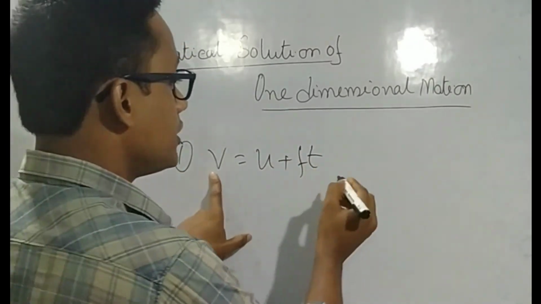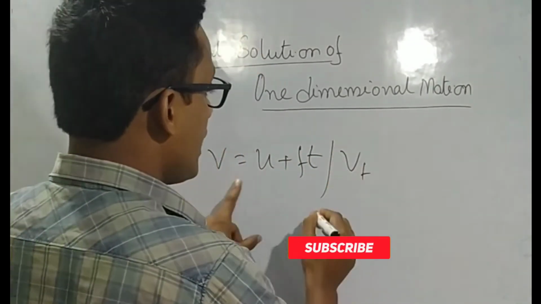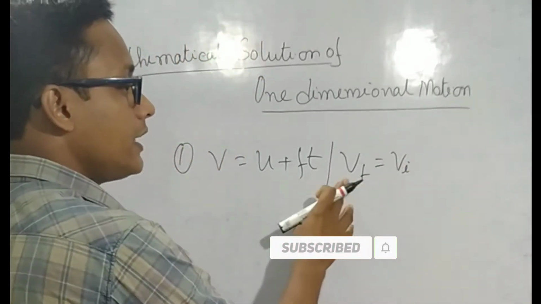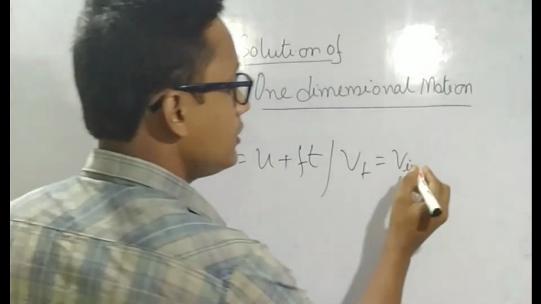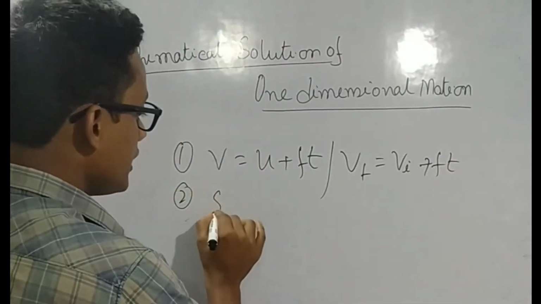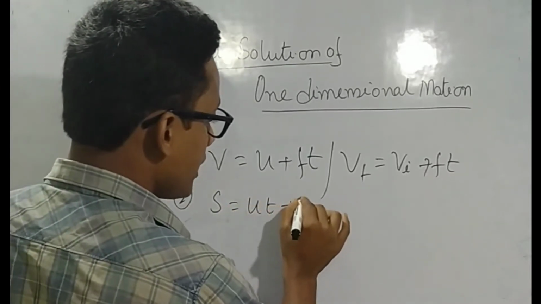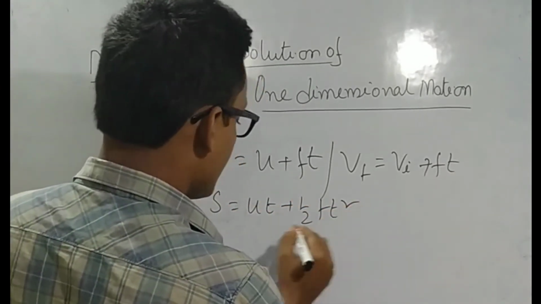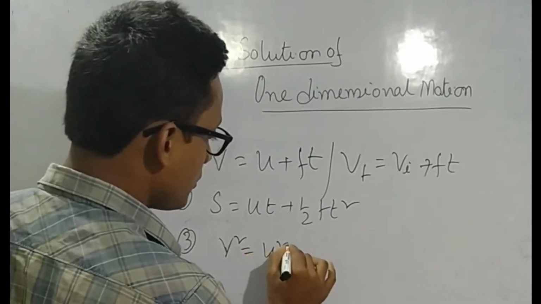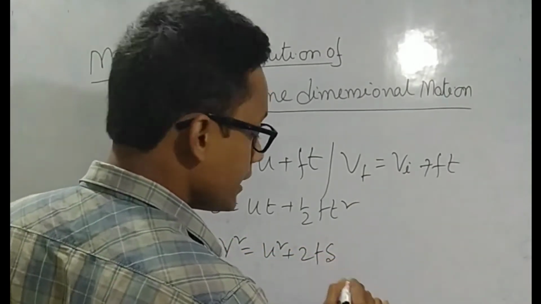Sometimes we will use this V as V final and this U as V initial, that is the initial velocity of a particle, and V represents the final velocity of a particle. Number 2, S is equal to Ut plus half of Ft square. Number 3, V square is equal to U square plus 2Fs.